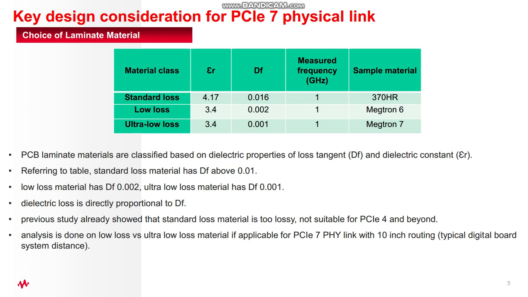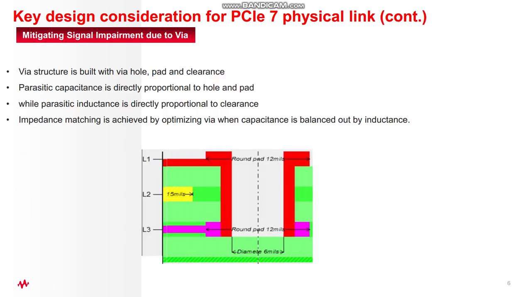Dielectric loss is directly proportional to DF. Previous study already showed that the standard loss material is too lossy, is not suitable for PCIe generation 4 and above. Analysis is done on low loss versus the ultra low loss material if applicable for PCIe 7 filing with 10-inch routing, which is a typical digital board system distance.